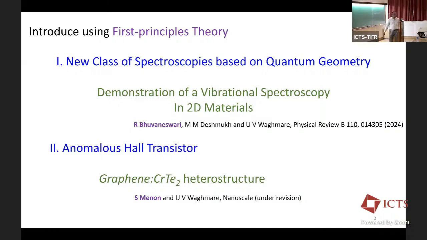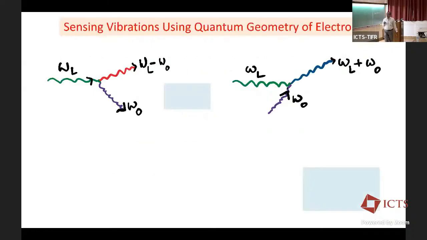In the second part of the talk, I'll present a concept of anomalous Hall transistor, which is quite different from the well-known spin Hall transistor. This work is based on a graphene chromium telluride heterostructure and was done by Surabhi Menon. The student is also sitting here in the back of this hall. I also acknowledge Mandar Deshmukh, whose interactions with us were very crucial in arriving at this solution and keeping as close to experiment as possible.